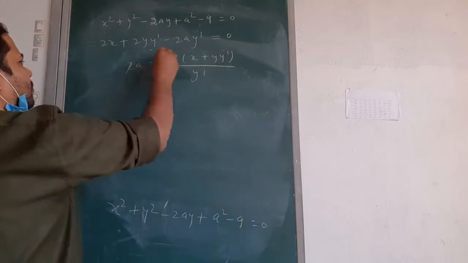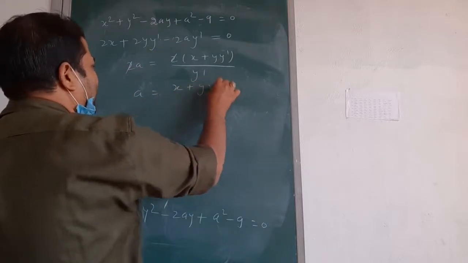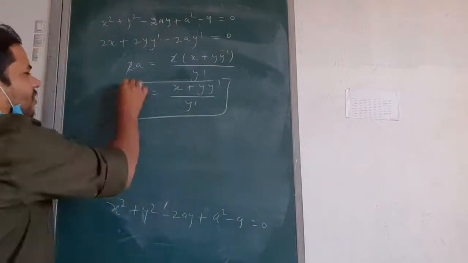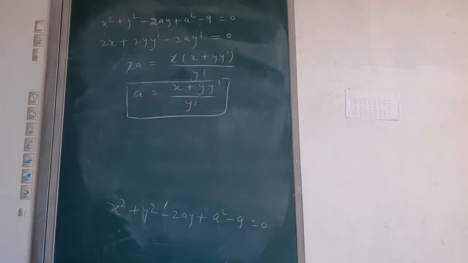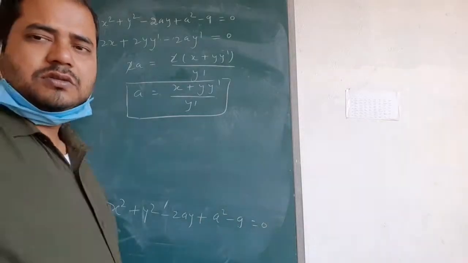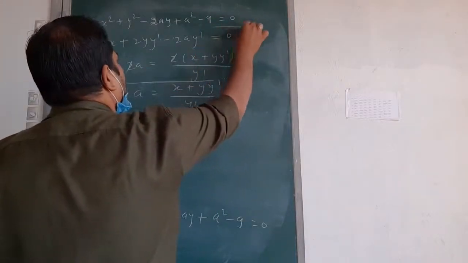Y dash. So 2 cancel. So a is nothing but x plus y dash divided by y dash. This is the value of constant a. Clear? And if you put this value in equation number 1, we get the required differential equation.